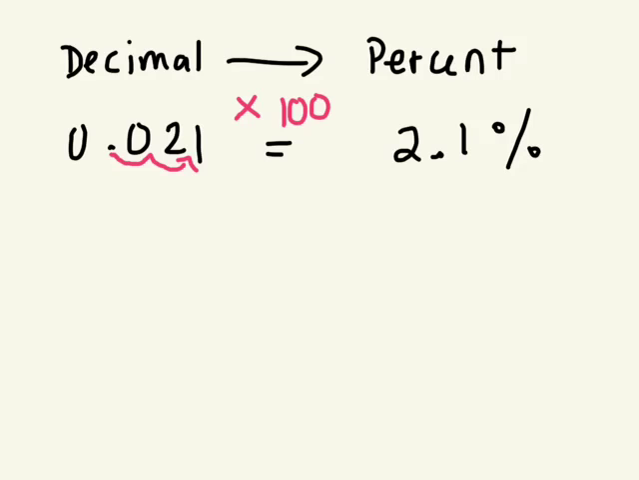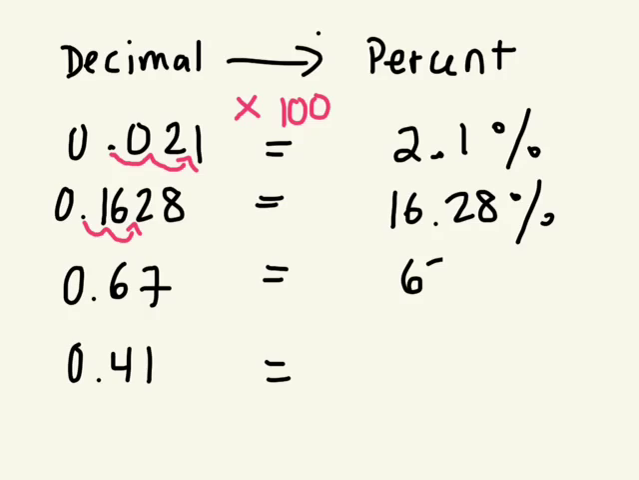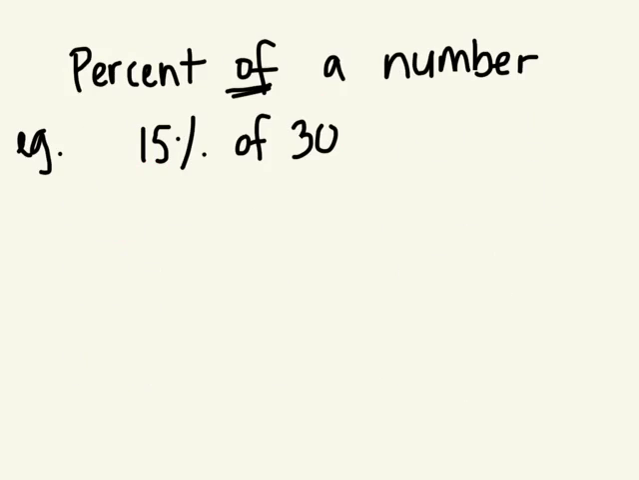I want you to fill in the rest in the table, and we'll take them up in a minute. Very straightforward. Good. We're moving the decimal 2 places to the right. So 16.28%. C, 67%. And D, 41%. Excellent.